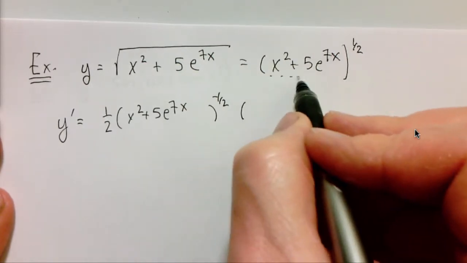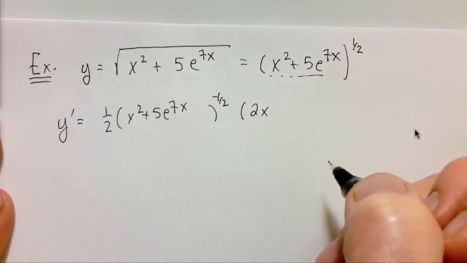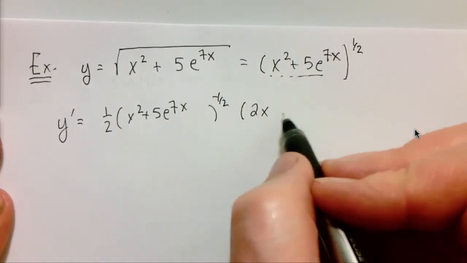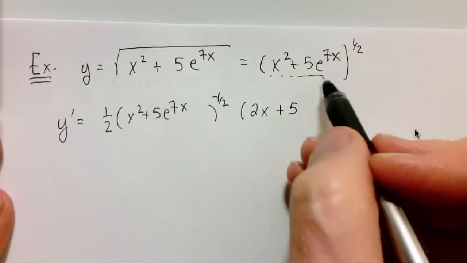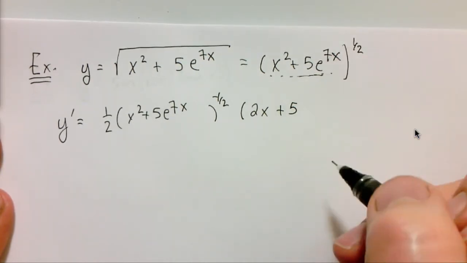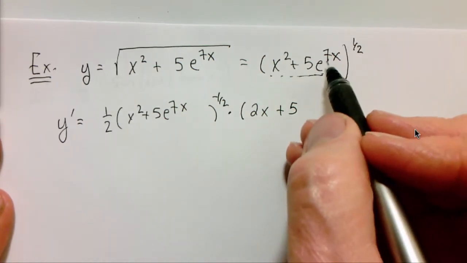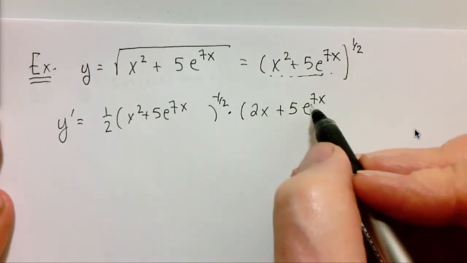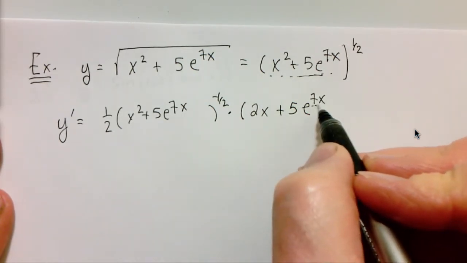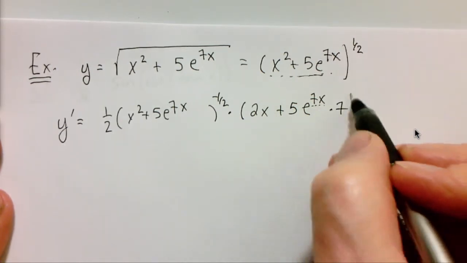All right. How do I differentiate the inside here? Well, x squared gives me a 2x, plus, just take the 5 out of your way, it's along for the ride, the derivative of e to the 7x. The derivative of e to the something is e to that something. Now I have to multiply by the derivative of the inside, so the derivative of 7x is 7.